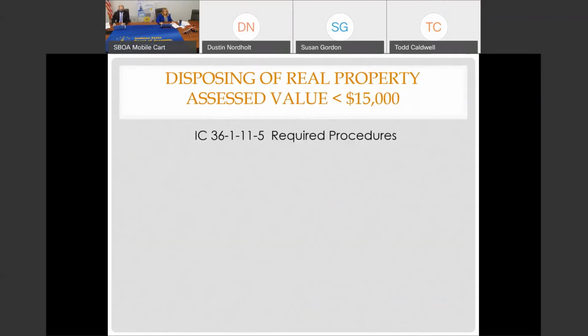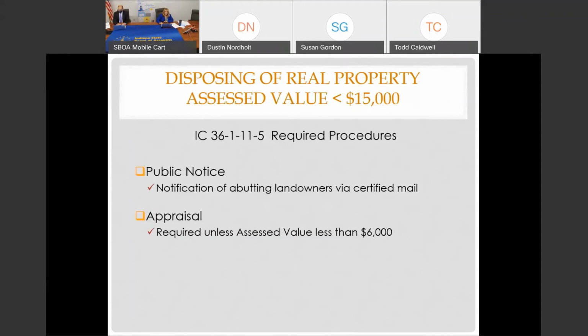So if that is the case, then there are certain procedures in Section 5. There does have to be public notice. Now there are 2 parts to this public notice, and I did not make that clear on the slides. The first part is a public notice under 5-3-1 that we talked about at the very beginning. And the second part of the notice is to abutting landowners by certified mail. There is an appraisal process that's required unless the value of the land is less than $6,000, and then that appraisal is not required.